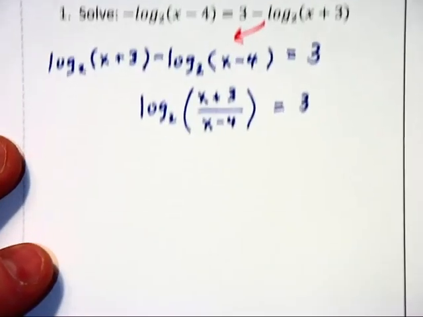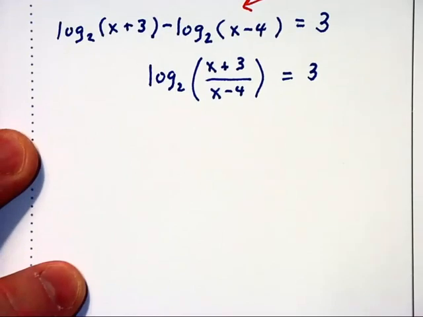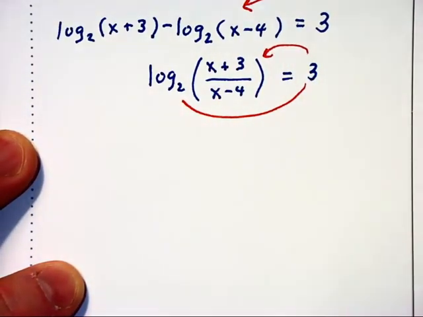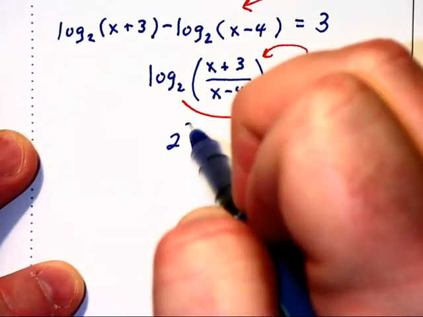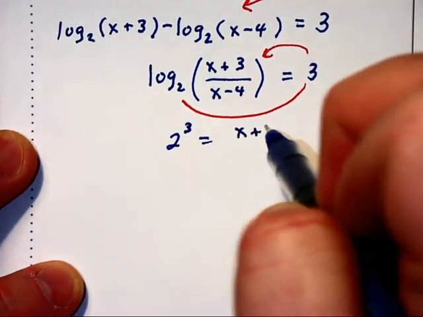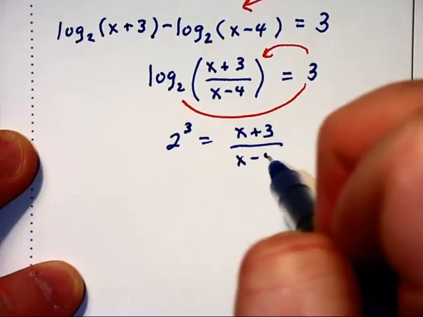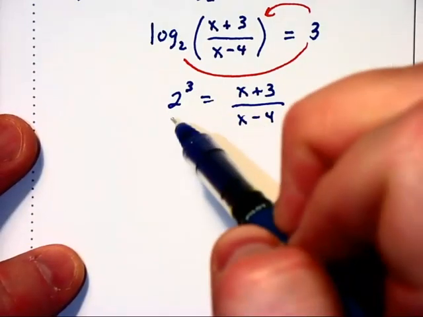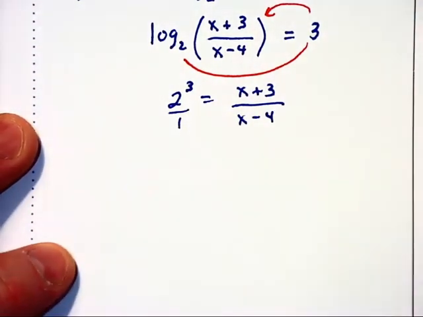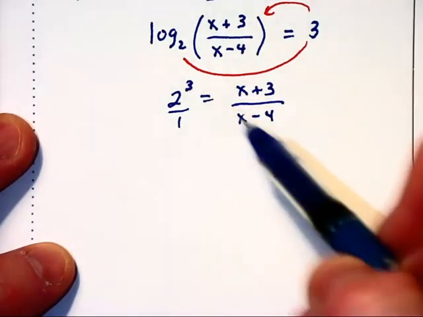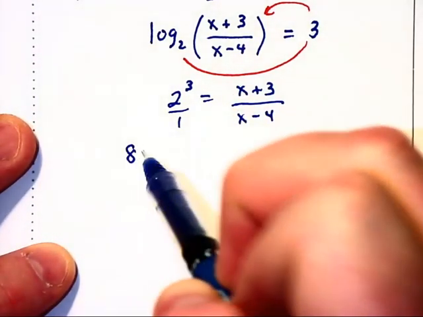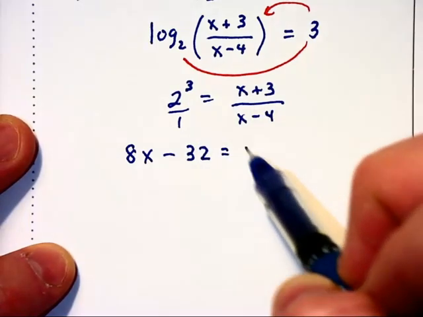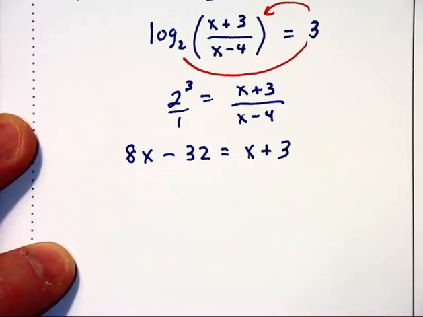We now have a single logarithm. We'd like to get this into an exponential equation by changing its form here. So we will write 2 to the third power is equal to x plus 3 over x minus 4. Now we can think of this as a proportion, right? That is 2 to the third over 1, which is 8. So 8 times the x minus 4 gives us 8x minus 32 on one side equals 1 times x plus 3, which is x plus 3 on the other side.